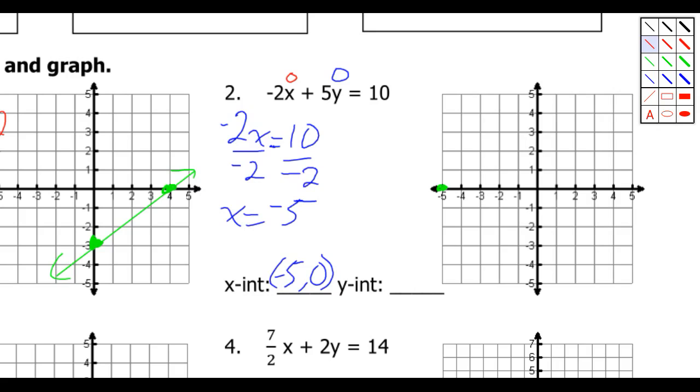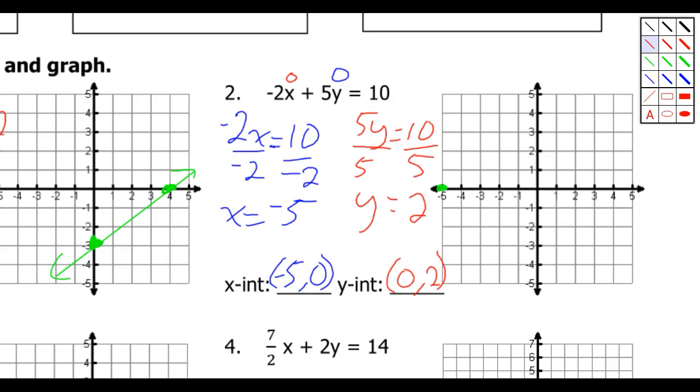Now if I plug in 0 for x, I get the equation 5y equals 10. Divide by 5. y equals 2. So my y-intercept is 0, 2. And that's a positive 2, so put it right there. Now if I plot a line going through those 2 points, there we have it. Not much to it.